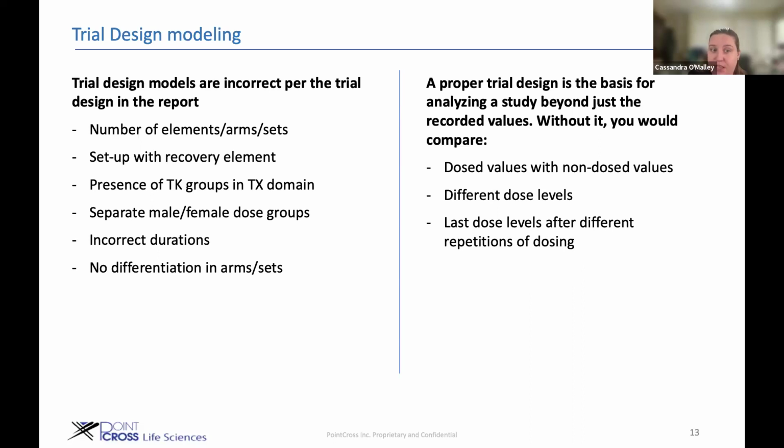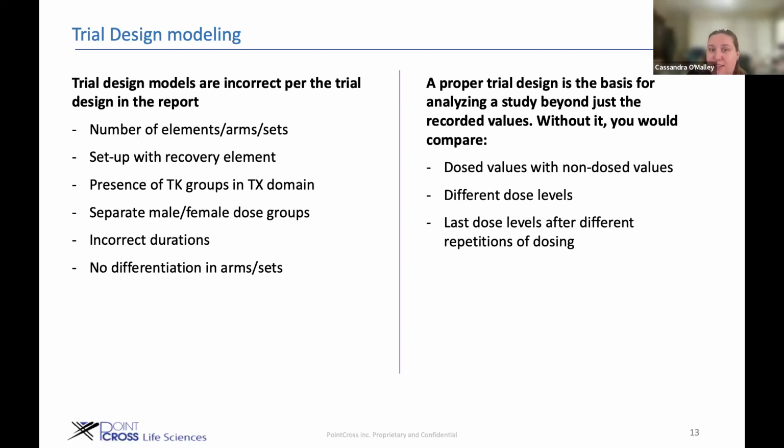study report. It's possible that males and females have separate dosing. Maybe the females have 1/3 of the dose that the males do, and those would have to be allocated differently. There could be incorrect durations in the elements. If you have a 4-day dosing period and a 28-day, those should have different elements. And there could also be no differentiation in the arms and sets, such as the sets need to be differentiated by the dose or specifically a TK group or not.